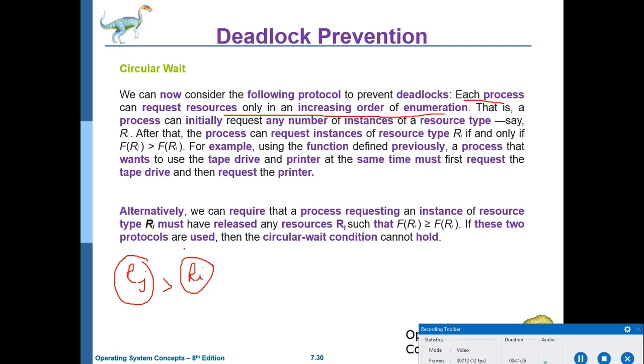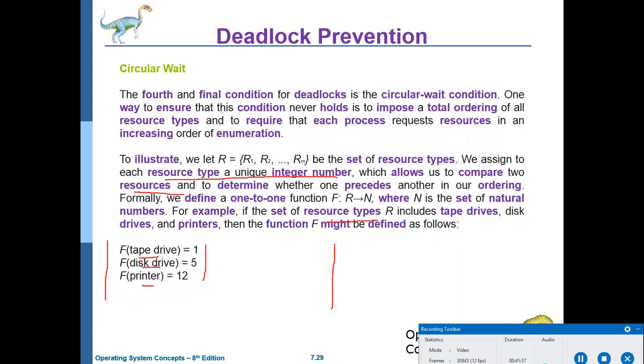For example, using the function defined previously, a process that wants to use a tape drive and a printer at the same time must request the tape drive and then request the printer. It cannot just ask for the printer first and then go to the tape drive. First a process must request the tape drive, and only then can it request the printer. So a process always requests resources in increasing order of enumeration.